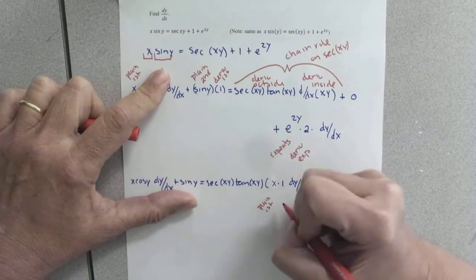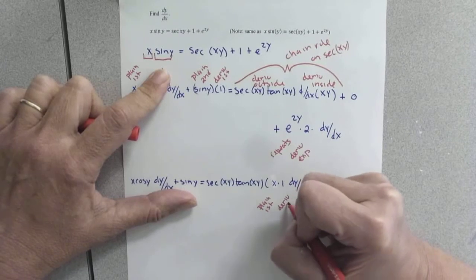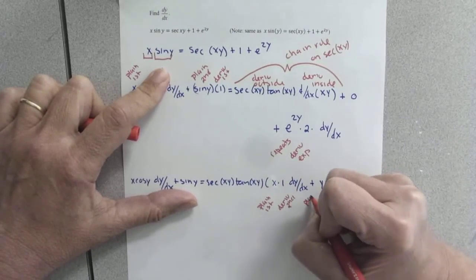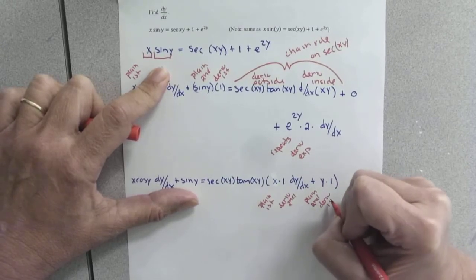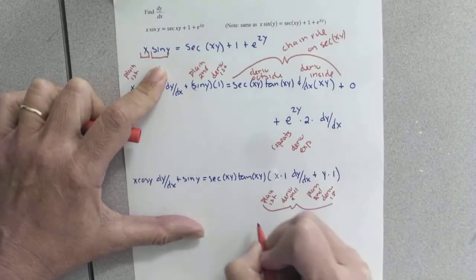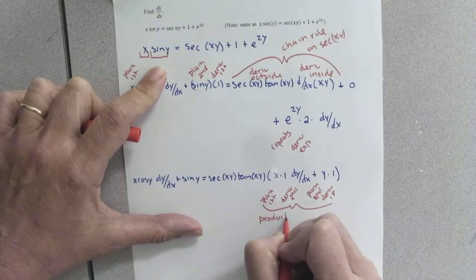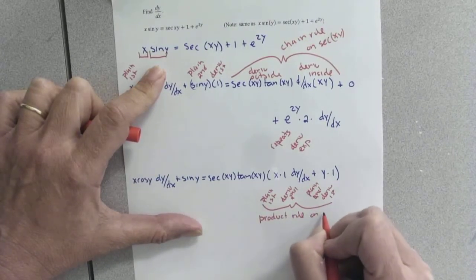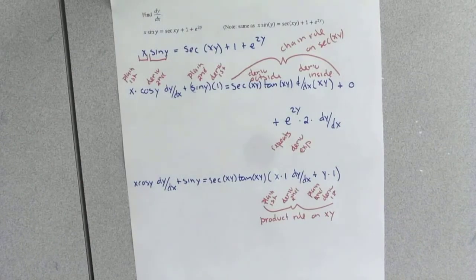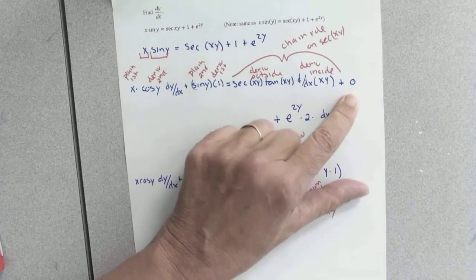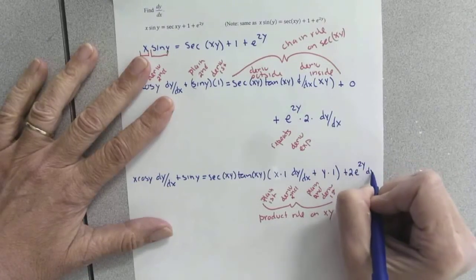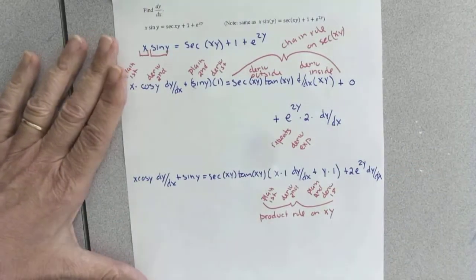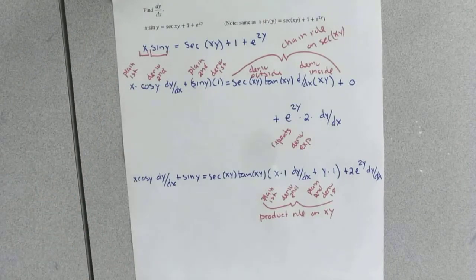And all of that was a product rule on xy. So we're up there, I don't need the plus 0, and so then plus 2e to the 2y dy dx. There, all my calculus is done.